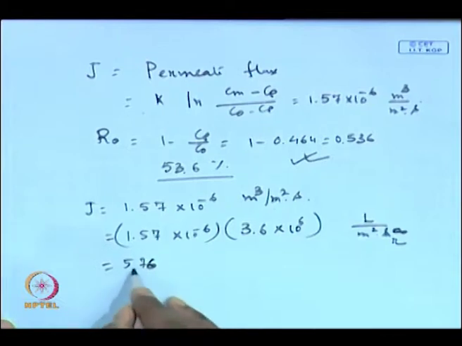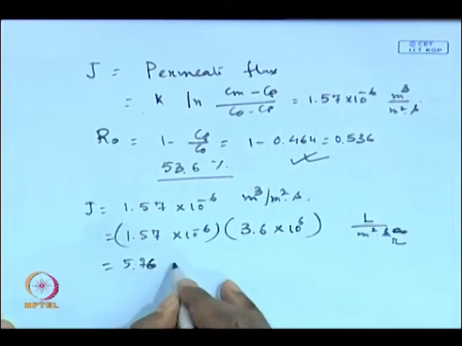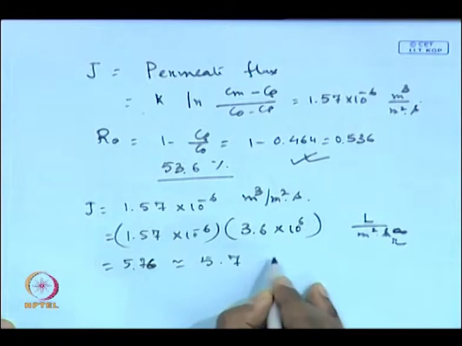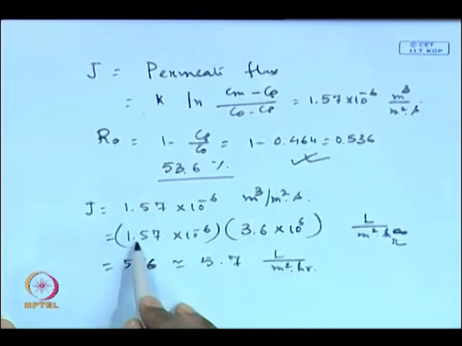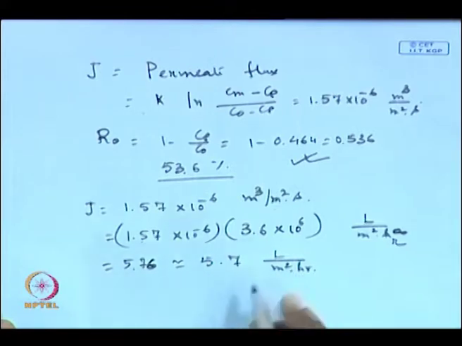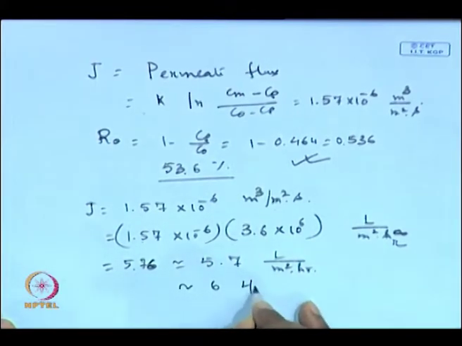So it will be around 5.76, 5.7 liter per meter square hour. I have just taken it to 1.6. If you multiply, roughly you will be getting a permeate flux, the productivity of the process, around 5.7 liter per meter square hour. So, about 6 liter per meter square hour.